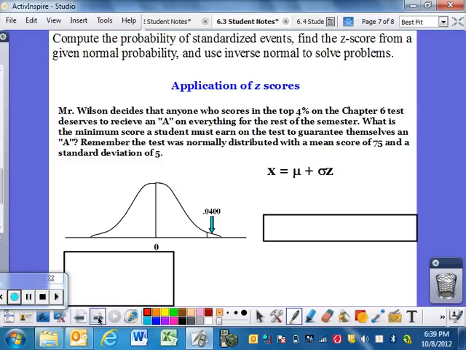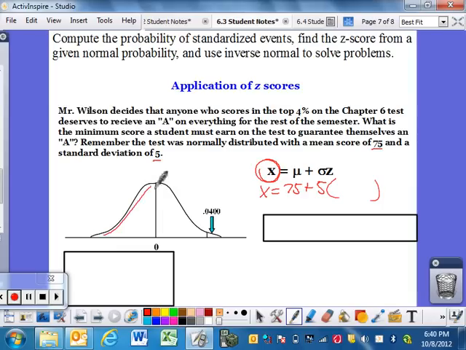The average score, or the mean, was 75. Standard deviation is 5. I need to find a raw score. This is tricky. First of all, do you know the mean? Yep, 75. Do you know the standard deviation? Yep, it's 5. Do you know your z-score that you need? Nope. That's the game you have to play in this section. What do I want? What percentage are we talking about? I want anyone in the top 4%.